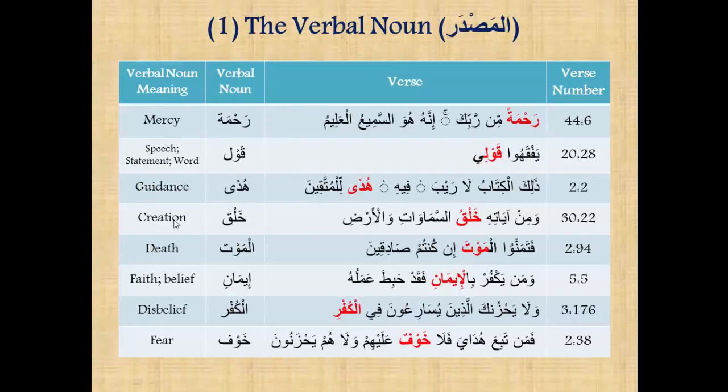Now, I have no doubt that you've come across, heard of, or perhaps even know the meanings of all of these words. These are very common words, like I said. What you may not have known before was that these are all verbal nouns. رحمة, قول, هدى, خلق, موت, إيمان, كفر, خوف. Words like Islam. These are all verbal nouns, مصادر. Noun forms of their respective verbs.